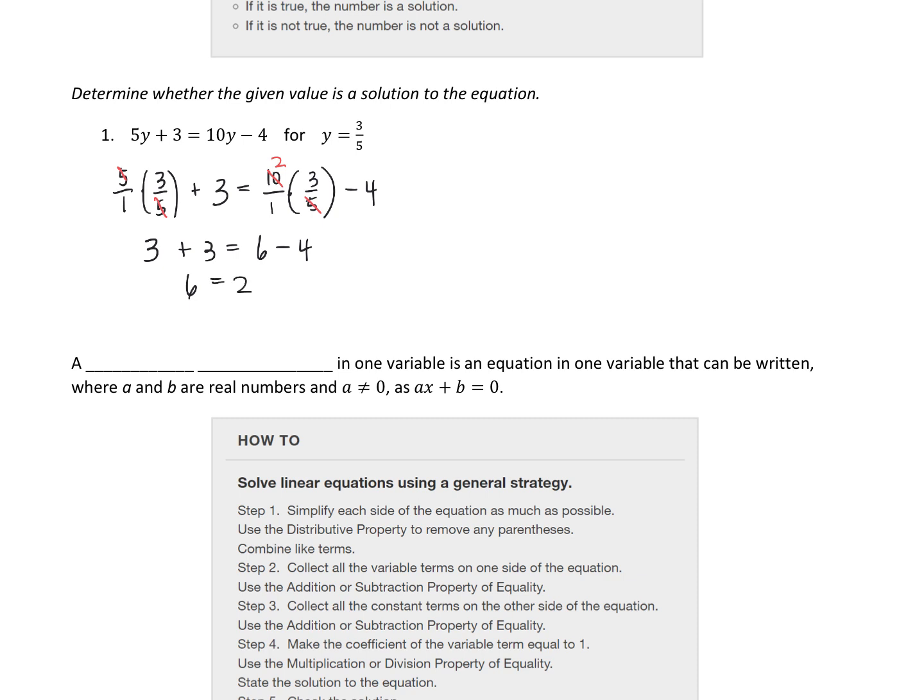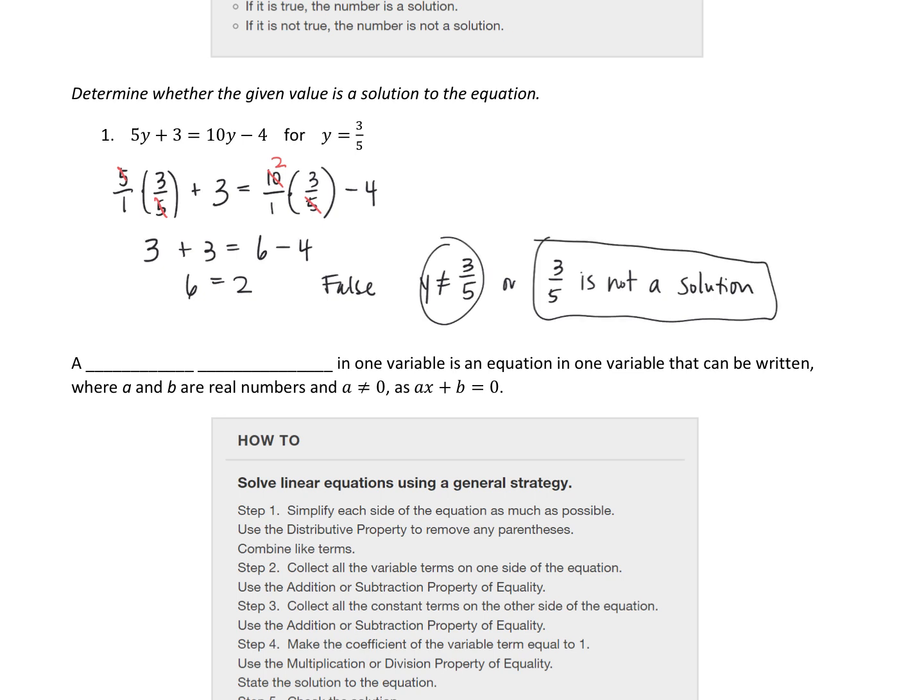You can see that that is a false statement. 6 is not equal to 2. So if you get a false statement, that means y is not 3/5. So that is not a solution. So you can say y is not 3/5, or you can say 3/5 is not a solution. So in order for it to be a solution, you would have to get a true statement. All right, so let's look at the next part.